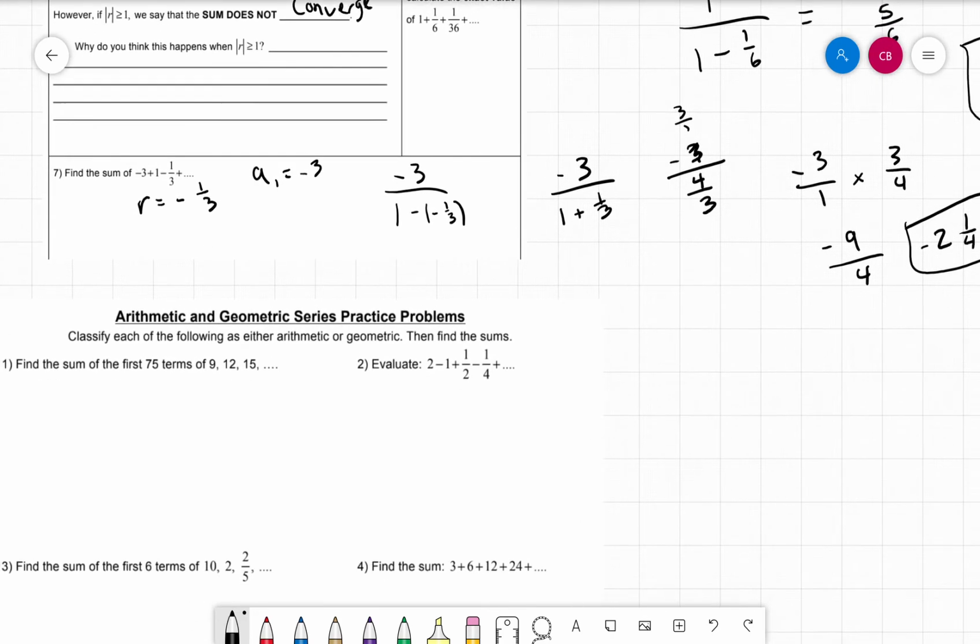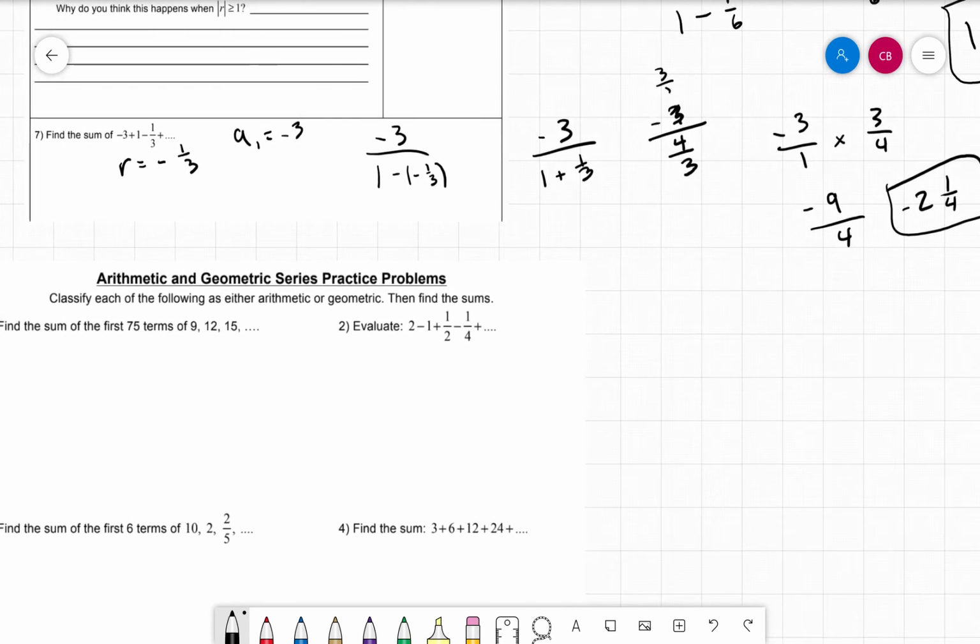Which makes sense because it's kind of alternating. You can see it starts at -3, then it adds 1 to it, so it goes to -2, but then it subtracts and goes back lower, and just keeps oscillating. It comes up, goes back down a little bit less, comes back up a little bit less, and then it just tapers. Each time you add them, you get to -2 and 1/4 from that.